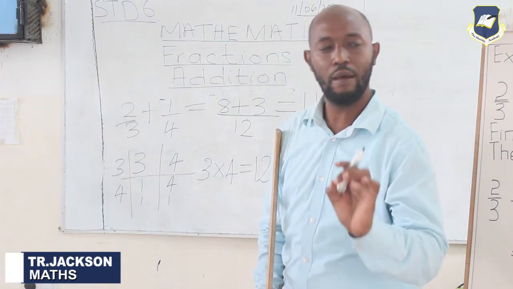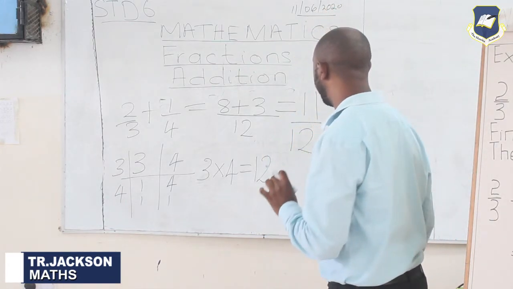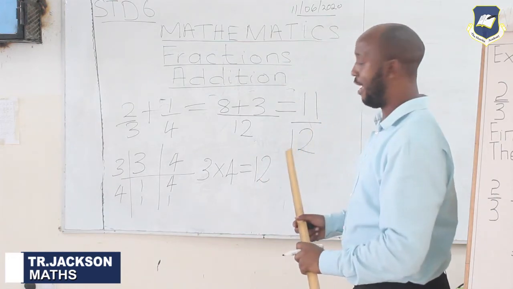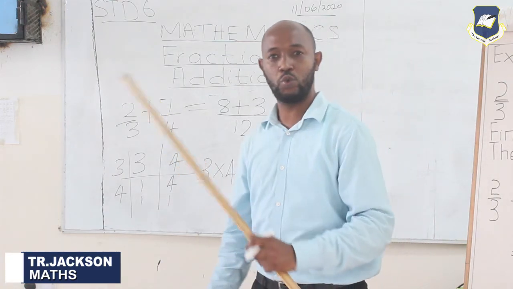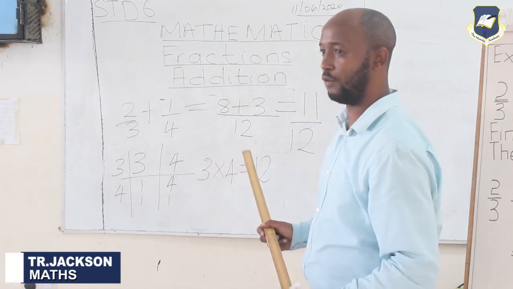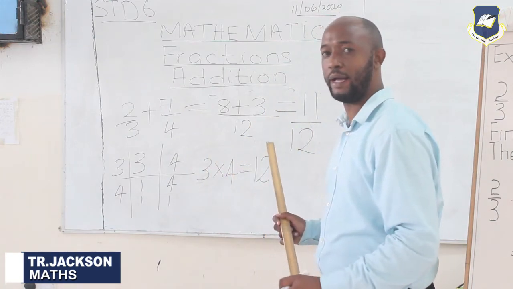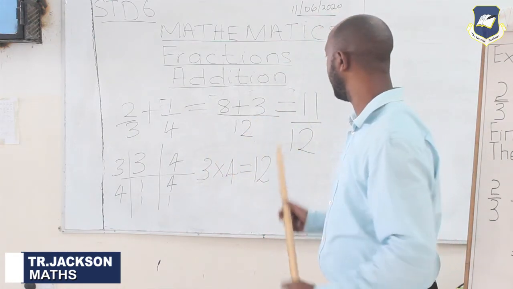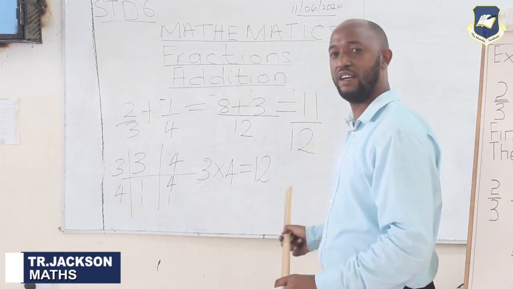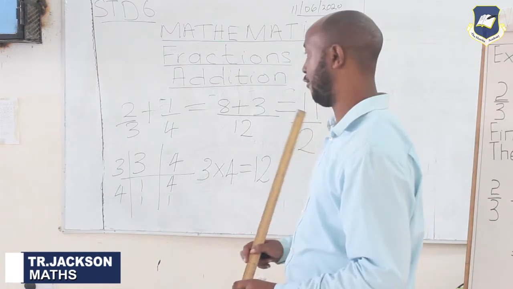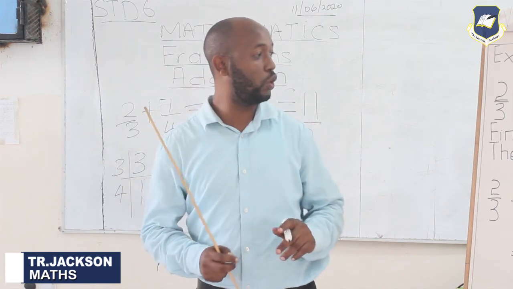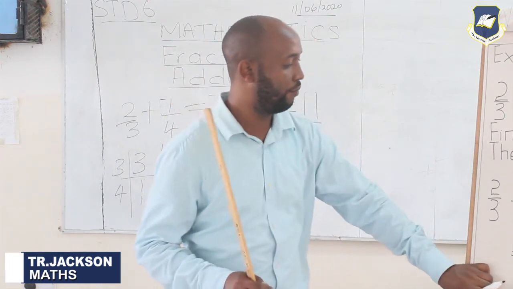It is already proper. So your final answer is 11 over 12. Since it is not improper, we are not going to change anything. Let's look into another example.